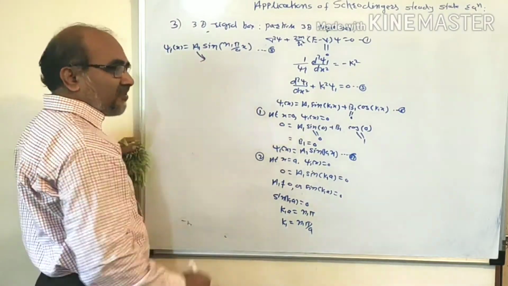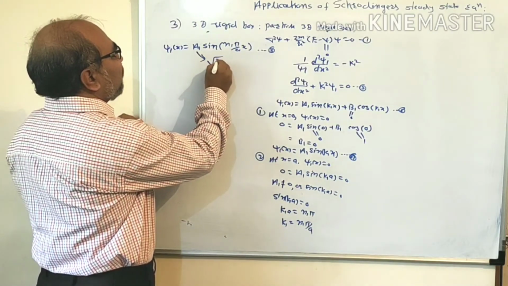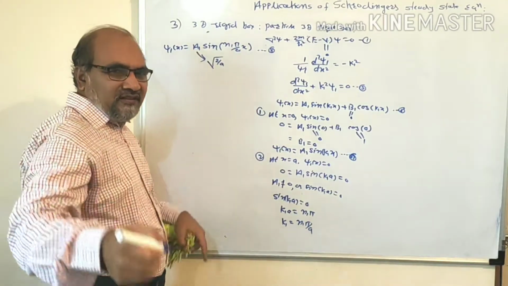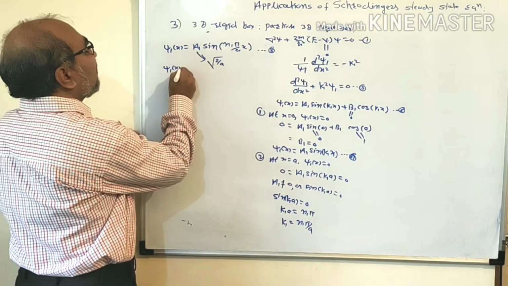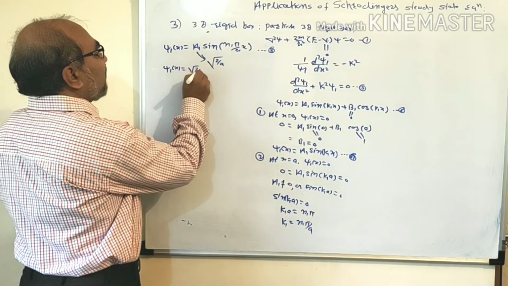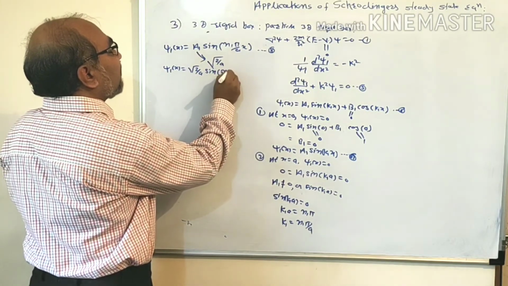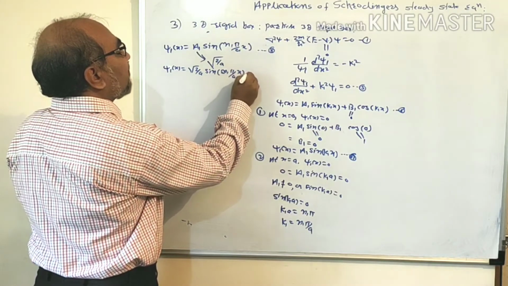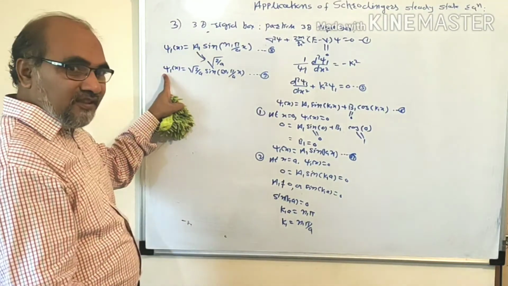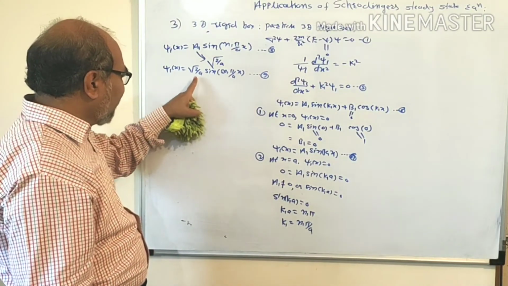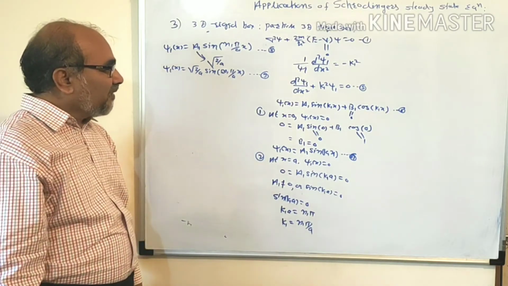your normalization constant, and that normalization constant here we will not derive, but it is root 2 by a, which we have seen last time. Therefore psi 1 of x is equal to root 2 by a sin of n1 pi by a x. So this is your final expression for the first term of this equation. So psi 1 of x is equal to root 2 by a sin n1 pi by a x.